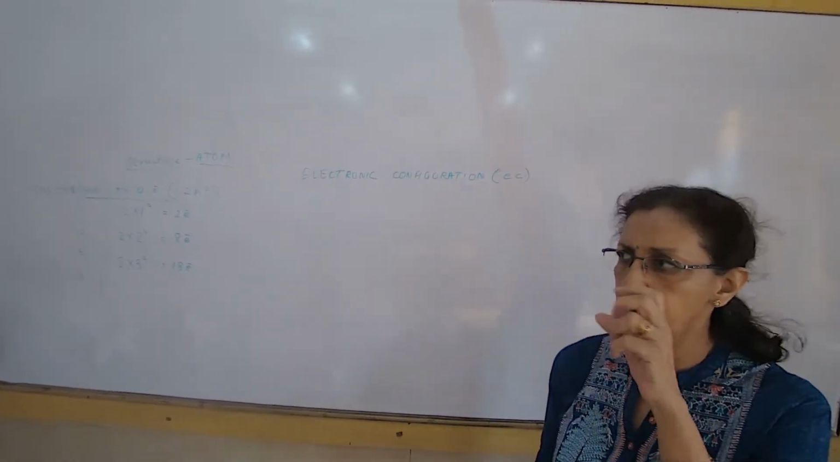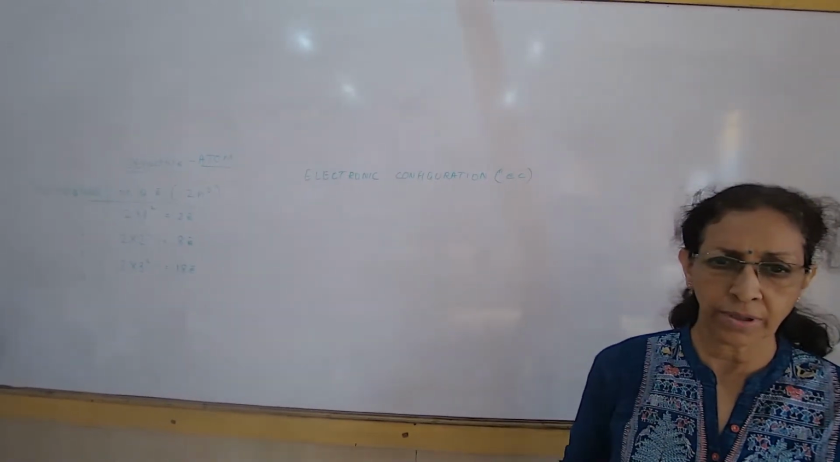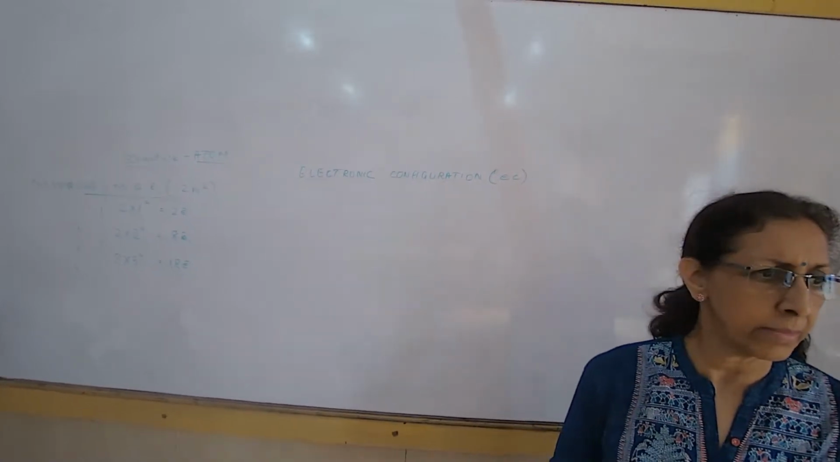Write down the formula 2n square and do it on your own. Come on, you just have to substitute that number n and then you get different numbers.